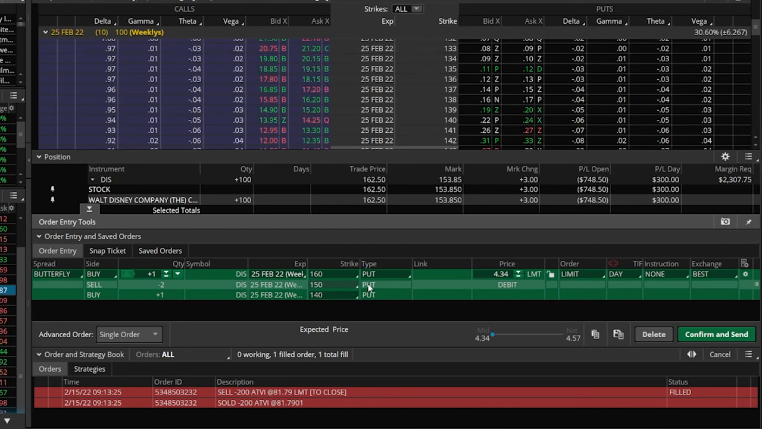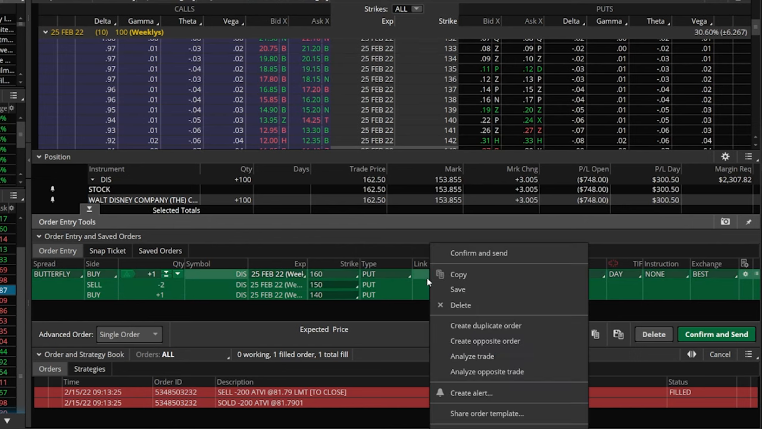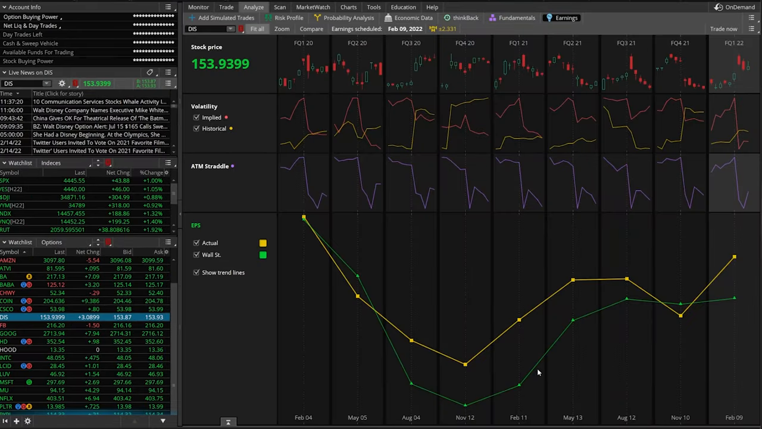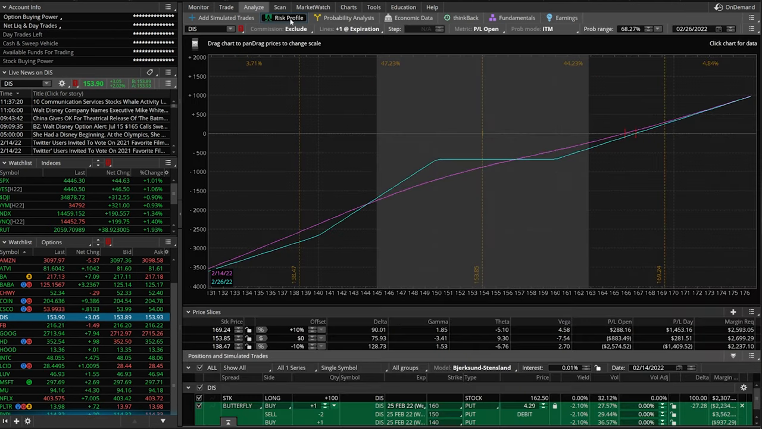For us to actually see this, let's go ahead and right click on this trade and we're going to say analyze trade. As soon as we do that, it takes us to the analyze page. And in my case, I'm on earnings, but I want you to come over here to risk profile specifically. Once we come to this page, we can actually see a visualization of exactly how much money we're going to make or lose on Disney in this case.